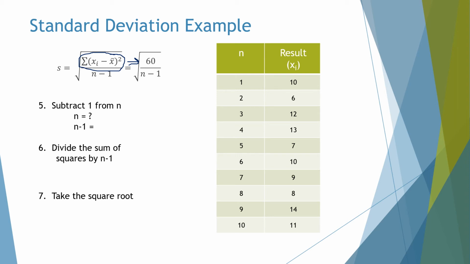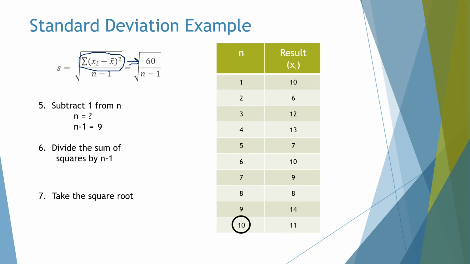We are now going to subtract 1 from n. So n, remember, is equal to the number of values we have. So how many values do we have? We have 10. So n minus 1 is just going to be 10 minus 1, or 9.